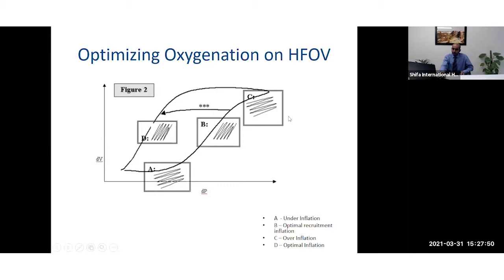But we don't want to go to point C, where the lung is overinflated, and that will impair both oxygenation and CO2 clearance. It will also affect the cardiac output, and that will be manifested by hypotension and raised lactate on blood gases.